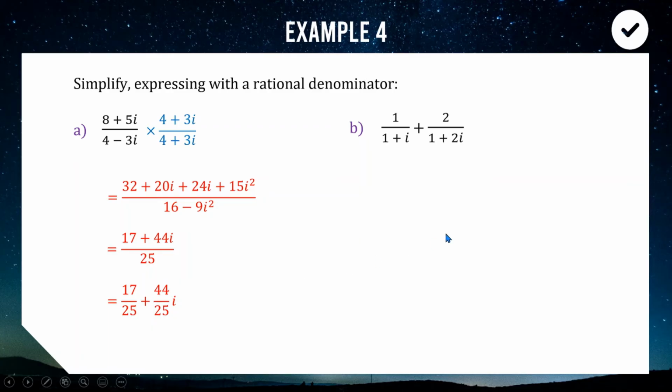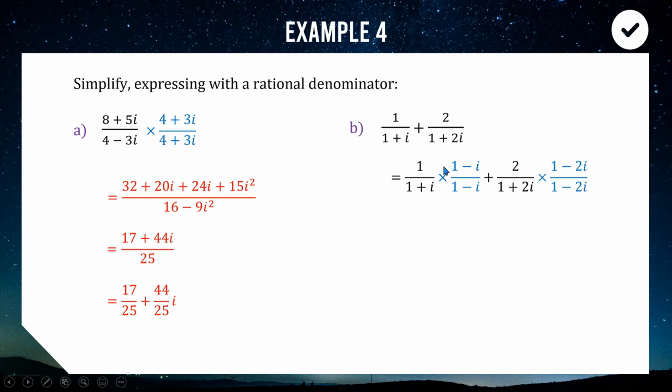Okay, question B, we're going to do something very similar. We're going to take our two fractions and realize both of the denominators by multiplying by the conjugates. So we're going to take the first fraction, the 1 over 1 plus i. We're going to multiply top and bottom by 1 minus i, because that's the conjugate. And the second fraction, we're going to multiply top and bottom by 1 minus 2i.